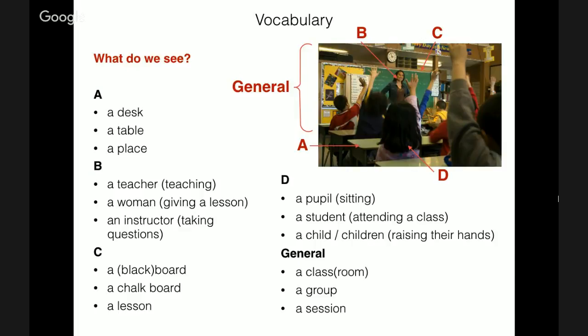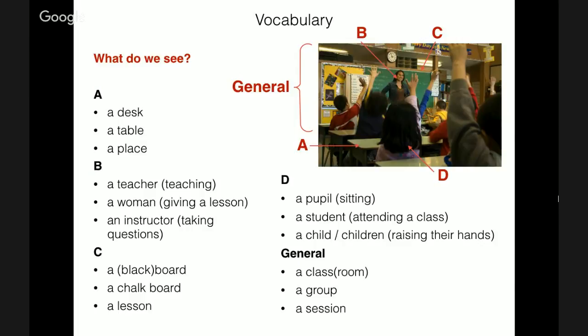C, we call that a blackboard. It could just be a board or the board. It could be a chalkboard. Chalk is what you write on the board with. It could also just be a lesson. You know, it could be just describing what's on the board is the lesson for the day. So that's also a way you could describe C.